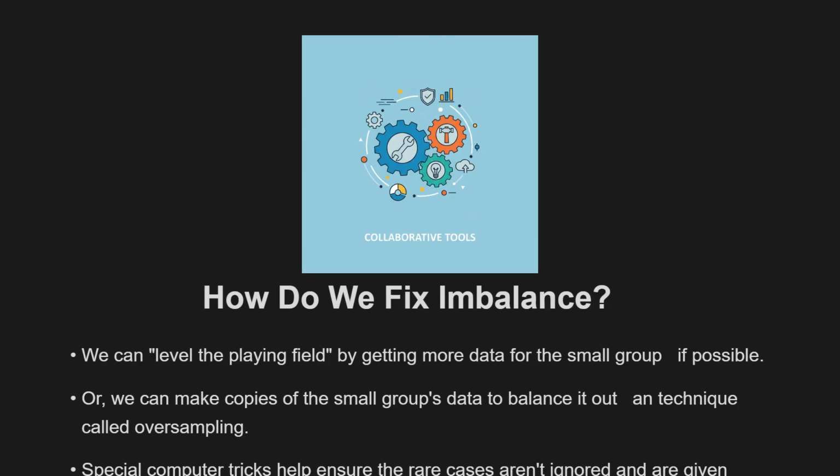So, how do we fix this unfair game of imbalanced data? We have a few tricks up our sleeves. Sometimes, we can collect more data for the smaller group. Other times, we might resample our data, either by making copies of the rare examples or by carefully removing some of the abundant examples to create a more even playing field. There are also special computer algorithms designed to pay extra attention to those rare, but crucial, instances, ensuring they don't get overlooked.